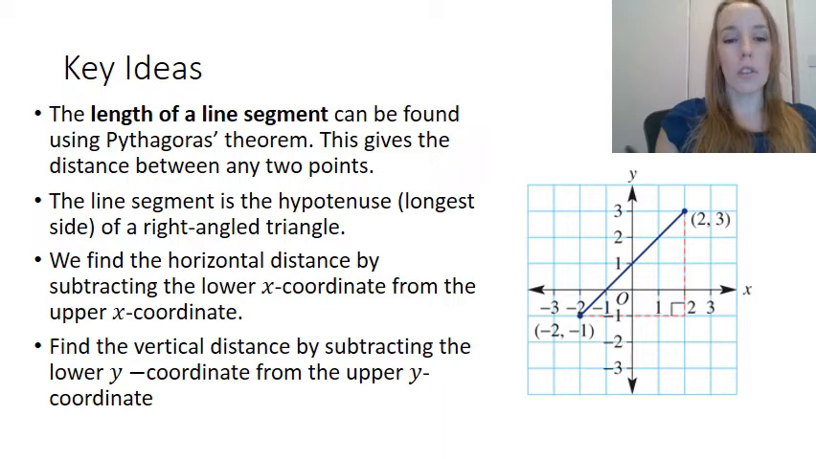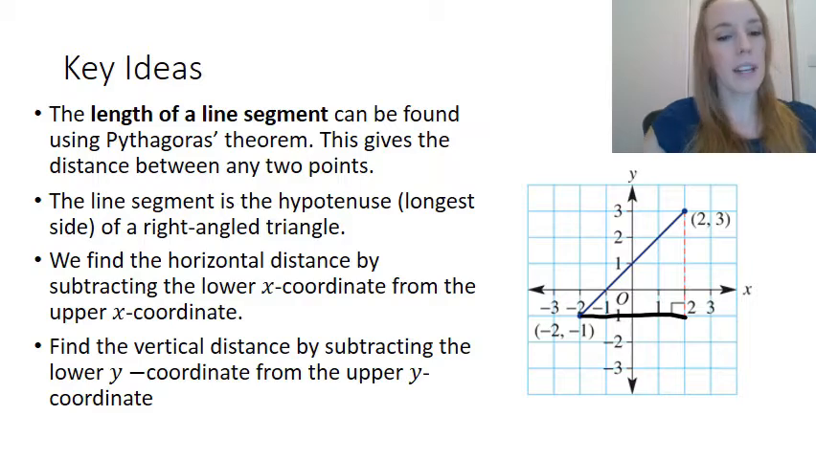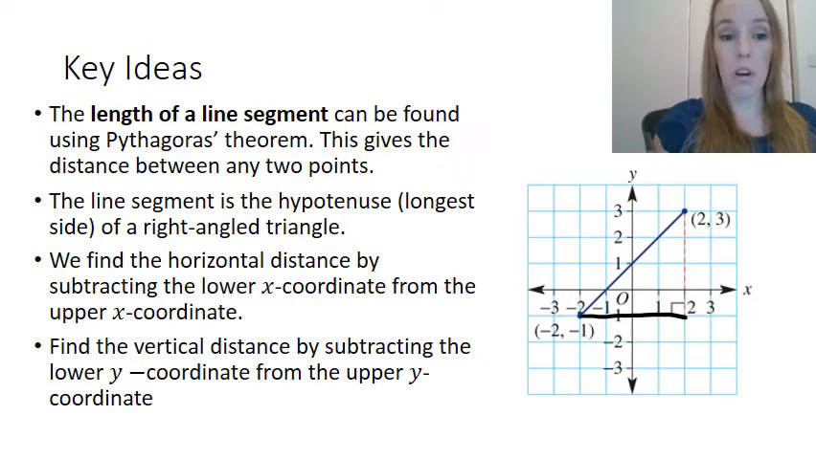So we find the horizontal distance, which is obviously this distance here, by subtracting the lower x-coordinate from the upper x-coordinate. So whatever our upper x-coordinate is would be this one. We subtract the lower x-coordinate from it, and the vertical length, which is this part here, can be found by subtracting the lower y-coordinate, so the smaller one, from the larger one.